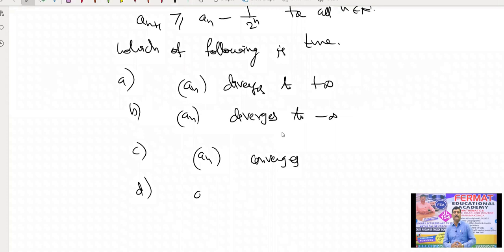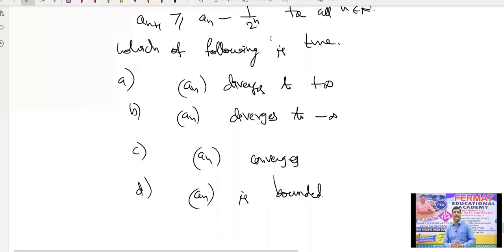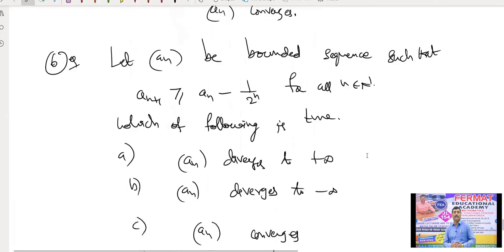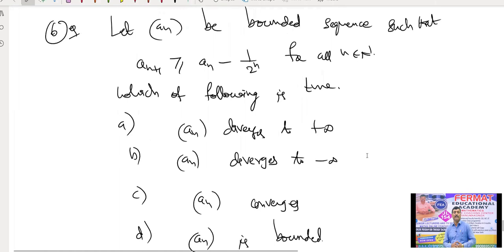D, a_n is bounded. Use the chat box. Tell me your option. You are given that a_n is a bounded sequence satisfying the inequality. Its answer is right. Do it in your notebook, then solve. Try to tell your opinion.